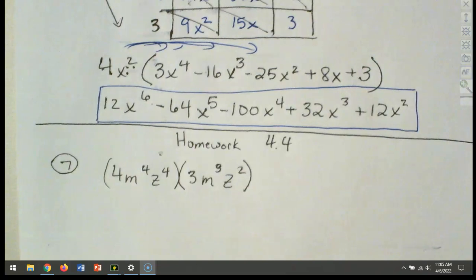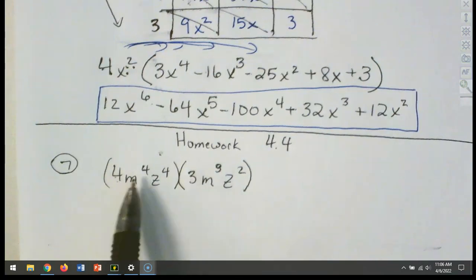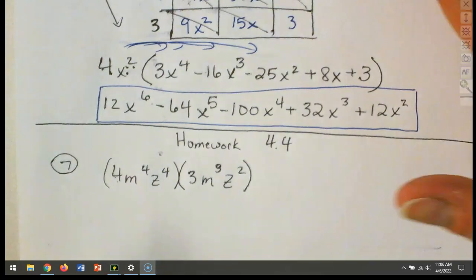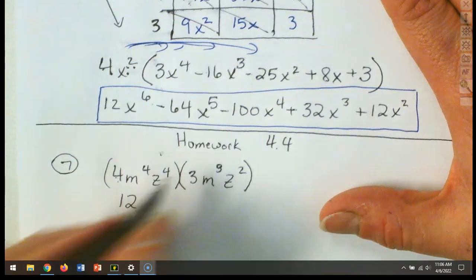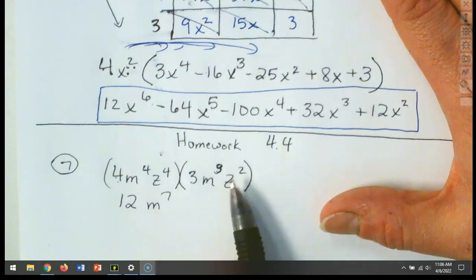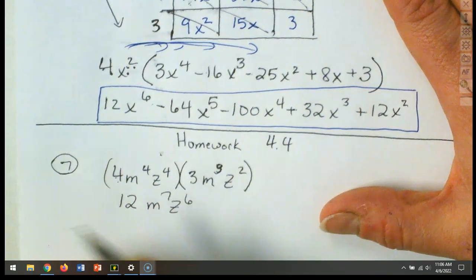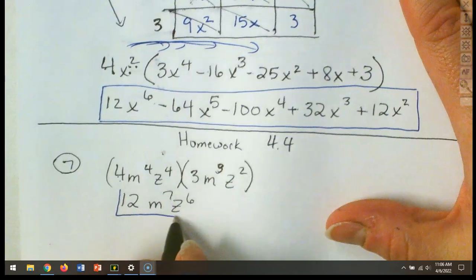First off, on this one, do we have any addition or subtraction? No. No addition, no subtraction, right? So we're just going to multiply straight across because there's no reason to FOIL, right? No addition, no subtraction. So we're just going to multiply. So we're going to multiply our coefficients first. 4 times 3, that's a 12. How many m's do we have total? 4. And 3 more makes it 7. And how many z's do we have? 4. And 2 more makes it z to the what? 6.